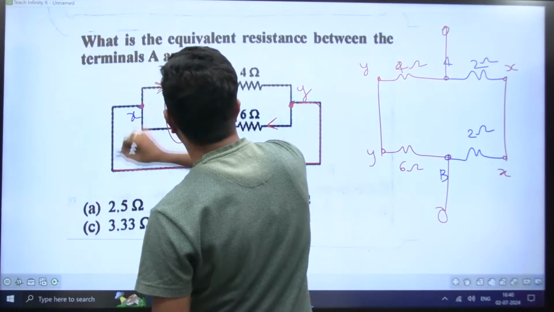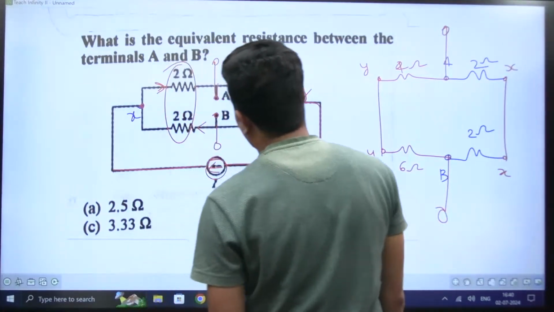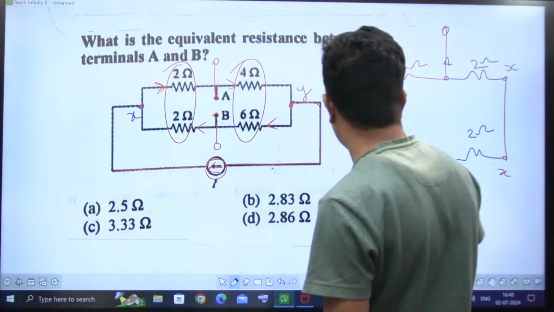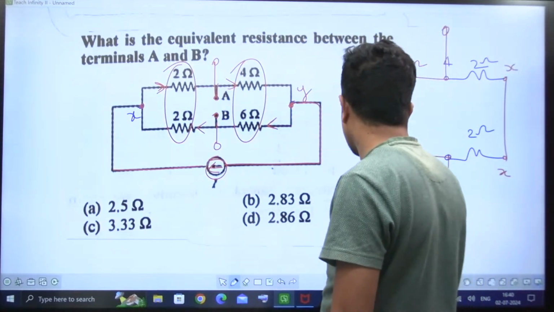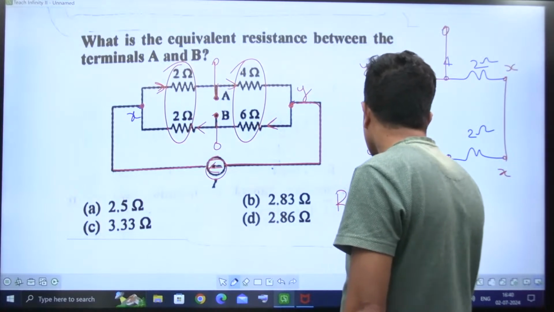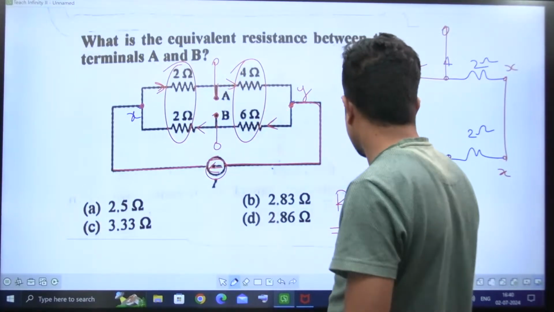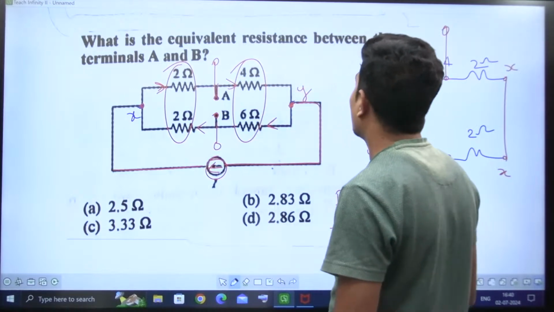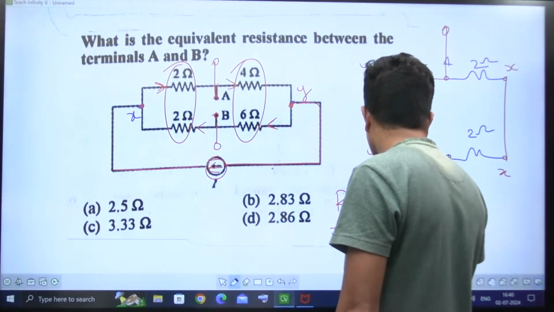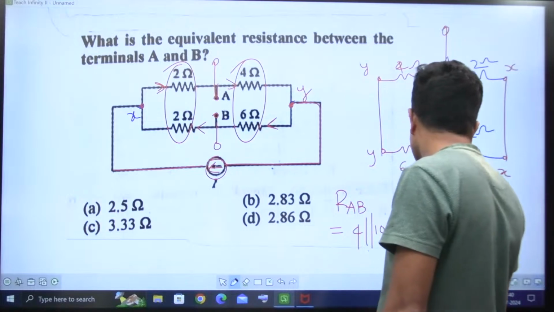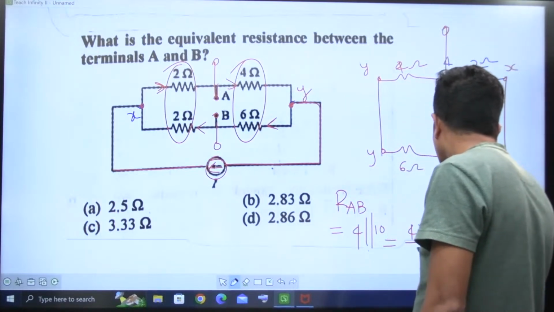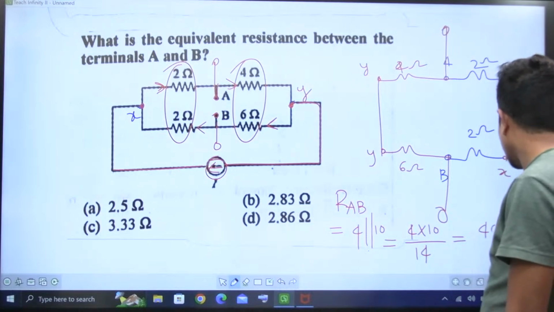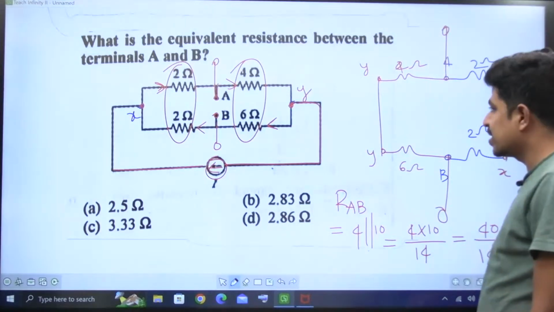This 2 and 2 are both in series. This 4 and 6 are both in series. So we can get R_AB. The 2 and 2 are in series. That 4 is in parallel with 6 and 4 in series, that is 10. 4 in parallel with 10 is 4 into 10 by 4 plus 10, which is 14, using R1 R2 by R1 plus R2. So 40 divided by 14 is the answer. Yes, it got converged.